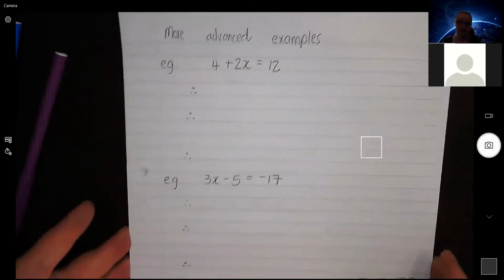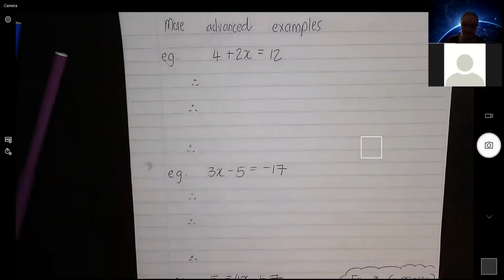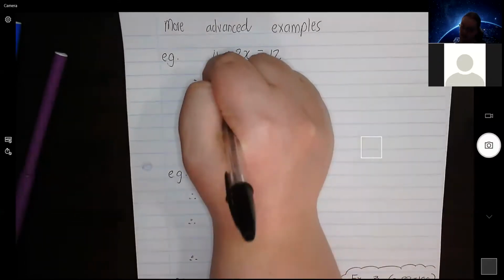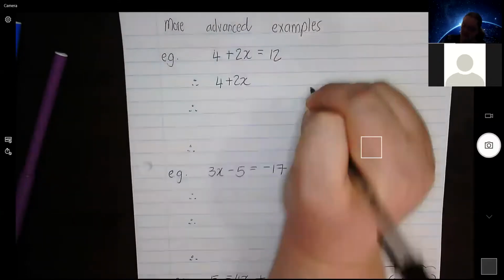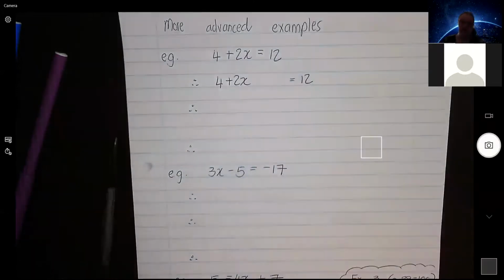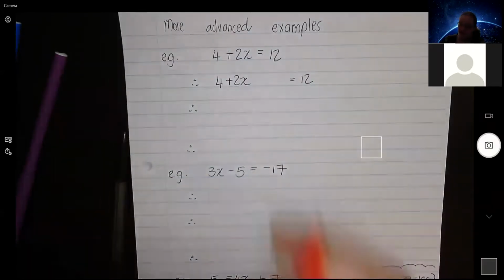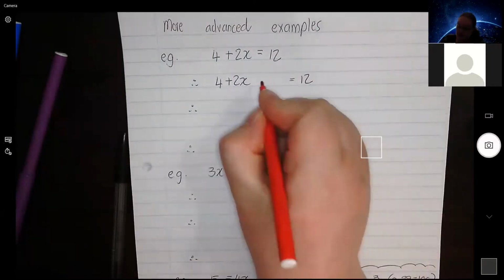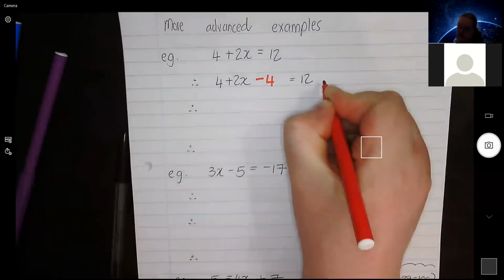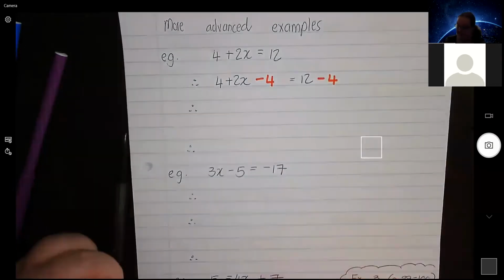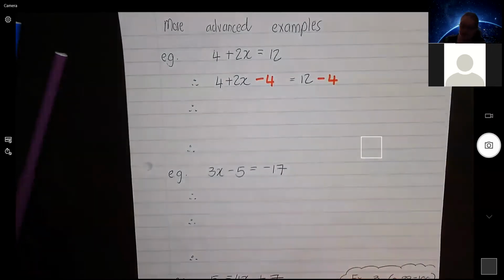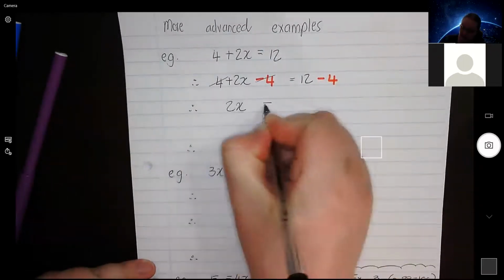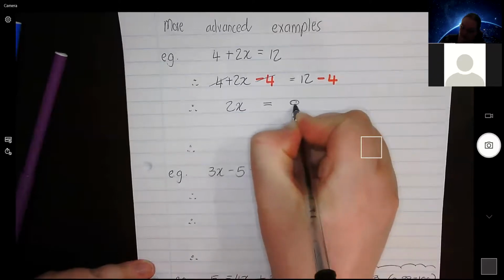So let's do some more advanced examples of this type. We want to get x alone. So remember that. We have 4 plus 2x and 12 on this side. Okay, we want to get rid of the 4. Okay, the 4 is easier to get rid of. So we're going to subtract 4 on this side and subtract 4 on that side. The 4 minus 4 cancel out, and we're left with 2x. That's going to give us 12 minus 4, which is 8.